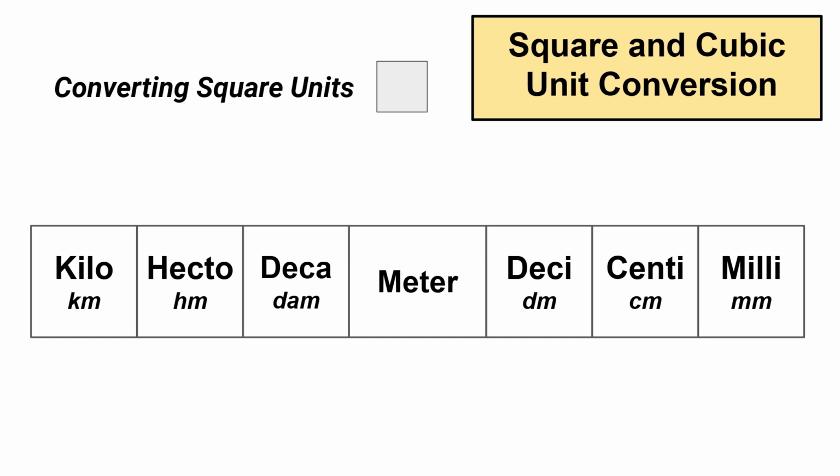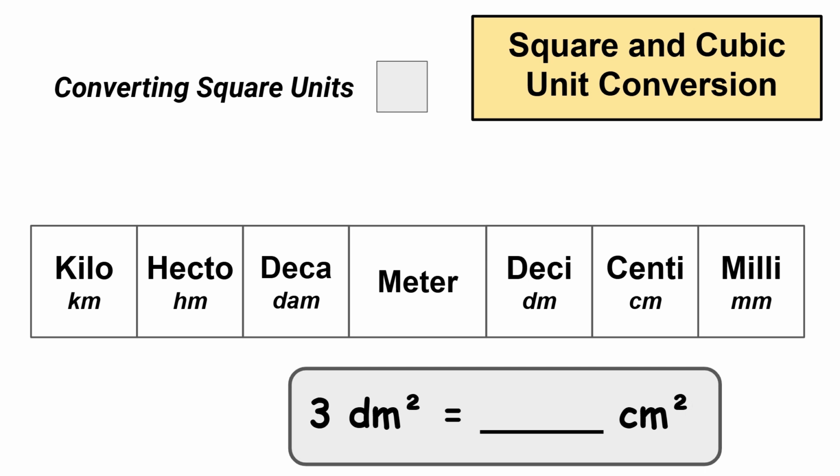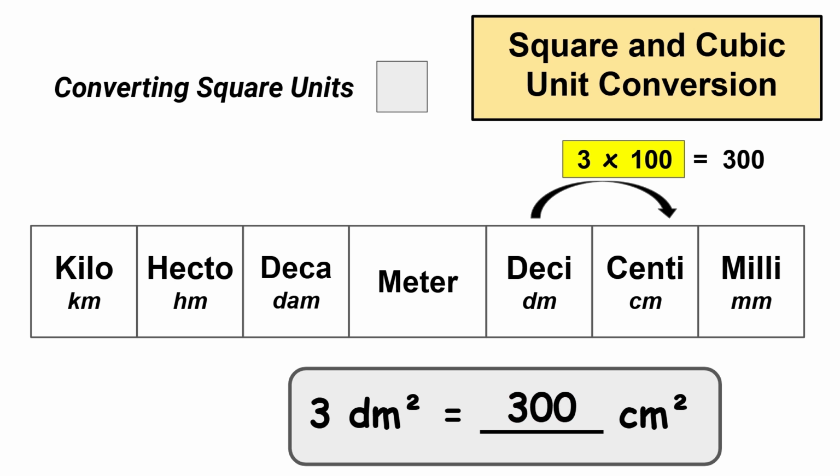For example, let's say I want to convert 3 decimeters squared to centimeters squared. Well, since centi is one space to the right of deci on the conversion line, I would take 3 and multiply by 100 once. So 3 multiplied by 100 equals 300. So 3 decimeters squared equals 300 centimeters squared.